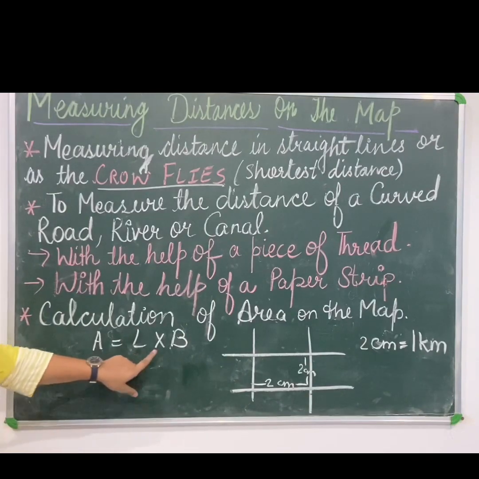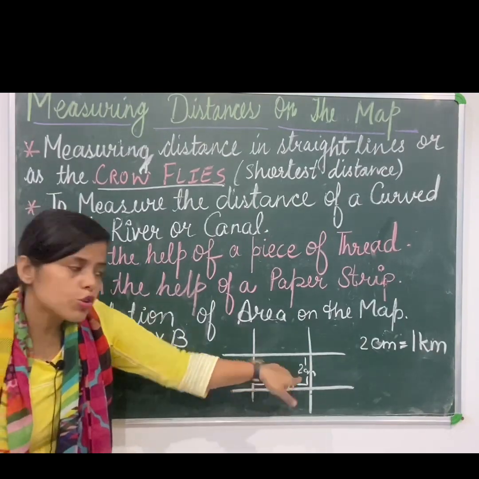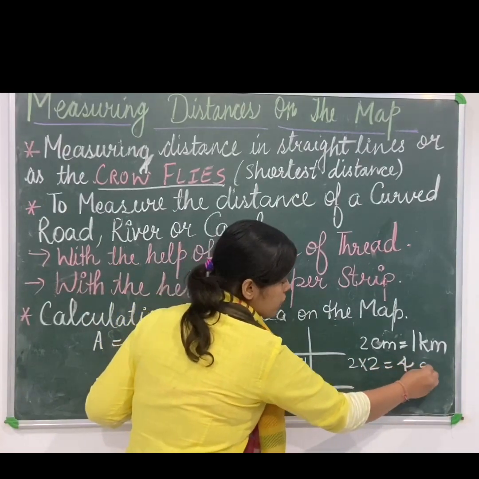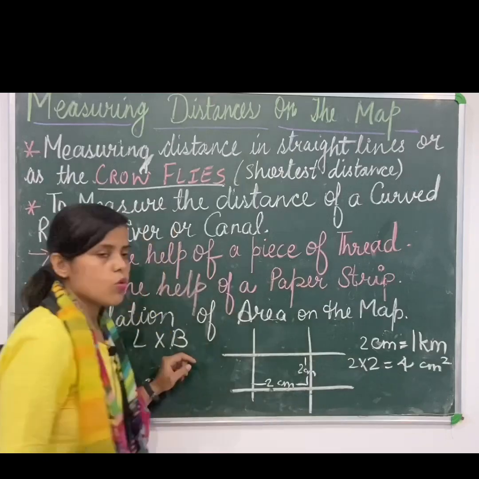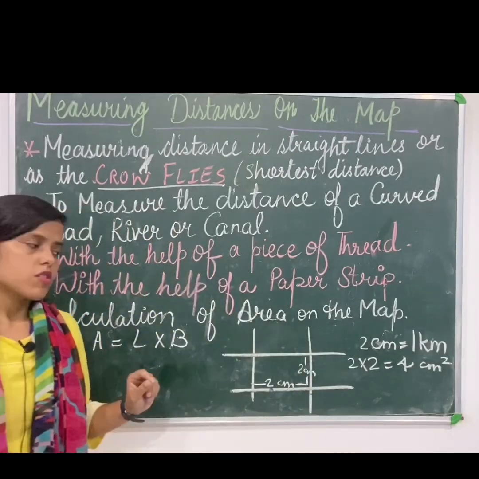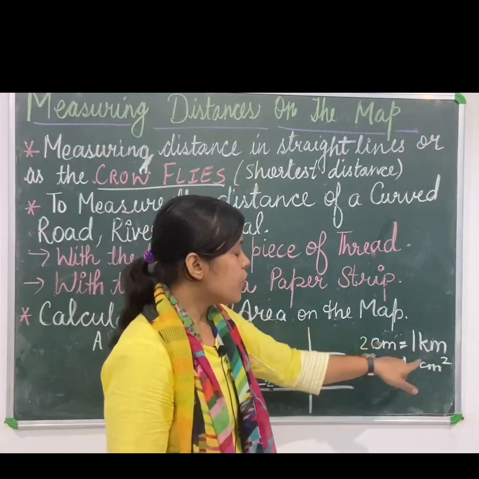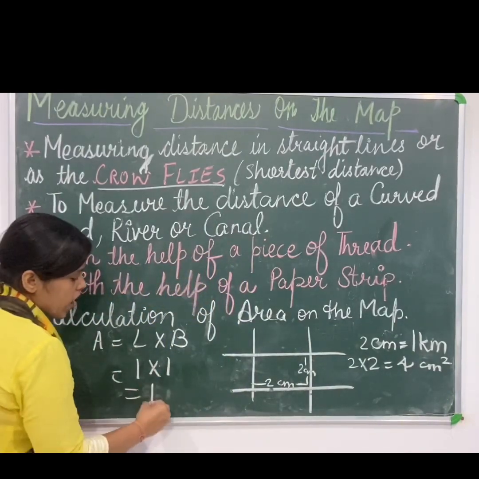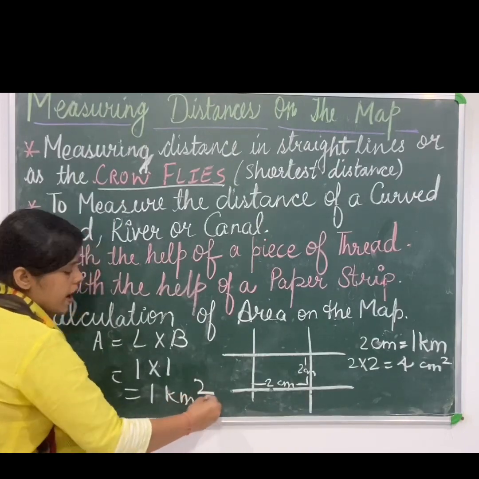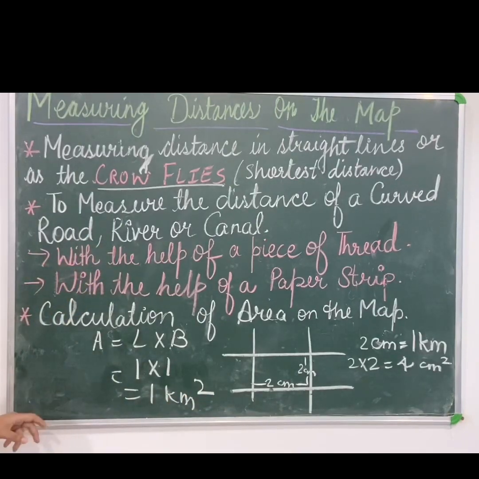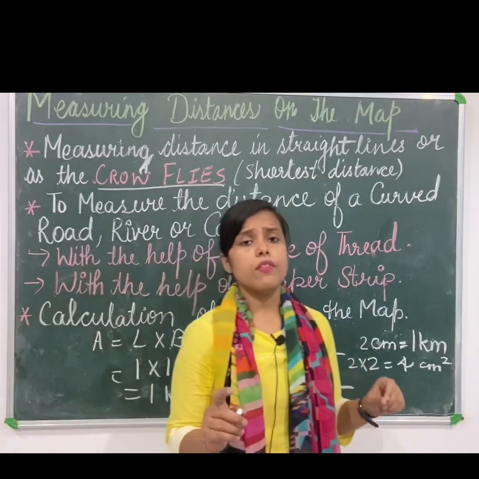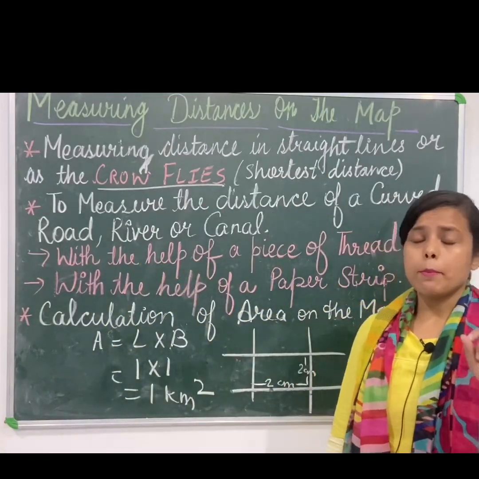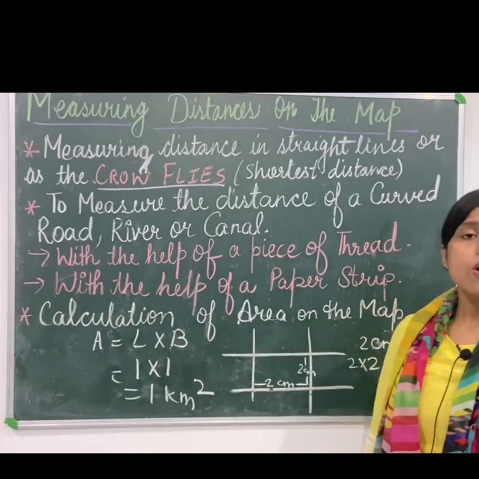Now according to this, length into breadth means 2 into 2. 2 into 2, how much will it come? 4 centimeter square. And when you convert it, 1 into 1, that means 1 kilometer square. So this is the way you calculate the area on the map, that means length into breadth.